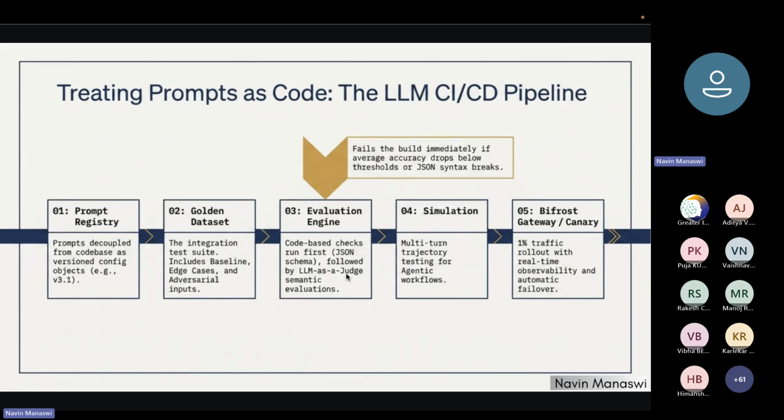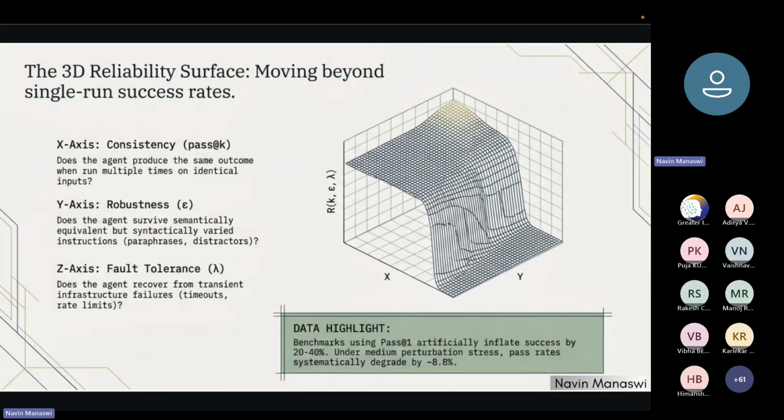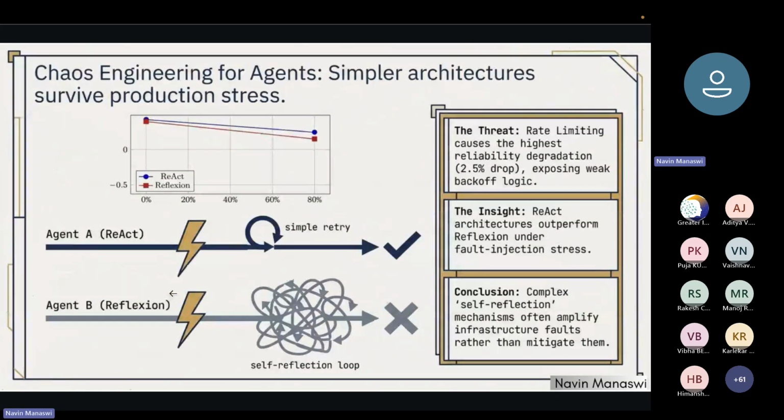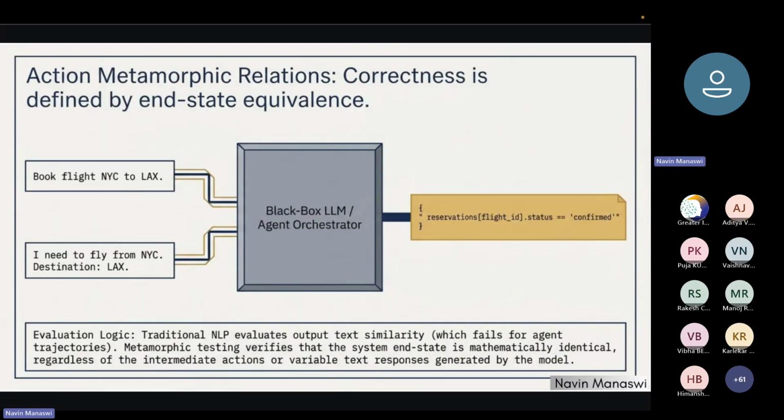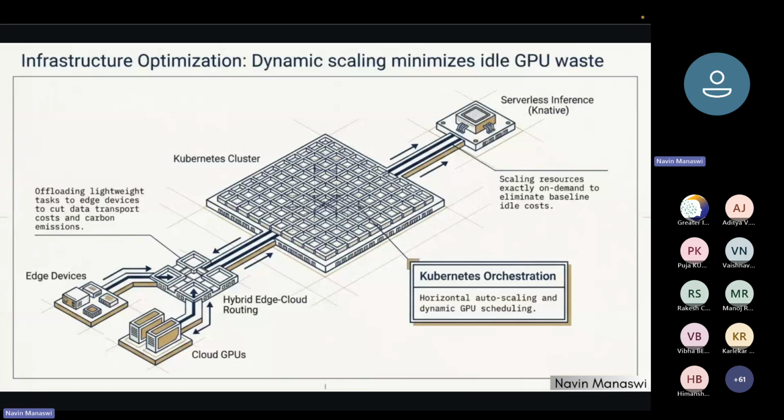Then we talked about the CI/CD pipeline of the LLM system. These are the five steps of the CI/CD game. Then these three are the three angles of reliability: how the work is persistent, robustness, and fault tolerance. So even if you ask a question in a different manner, it can do the same task. There are also two strategies for most agents, ReAct or reflection. And that's all we have covered.